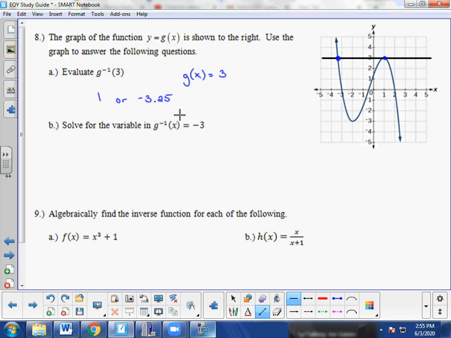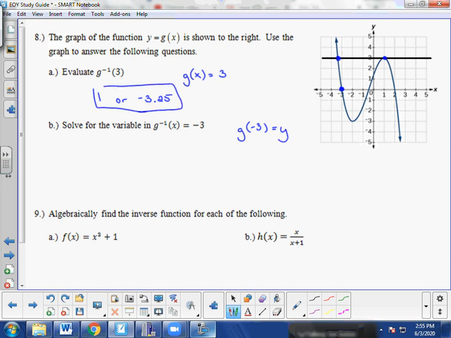Vice versa, it says for b, solve for the variable in g of the inverse of x equals -3. So in this case, if we take that kind of inverse relationship, we'd be looking for g of -3 equals y. So where I find that point on the graph is right here. G of -3 equals y. Sorry, I put 0 in there, but 0 would actually be the correct answer. So in this case, x equals 0, because the x value of -3 corresponds with the y value of 0. So if I take the inverse of that for the relationship, it would be 0 corresponding with -3.